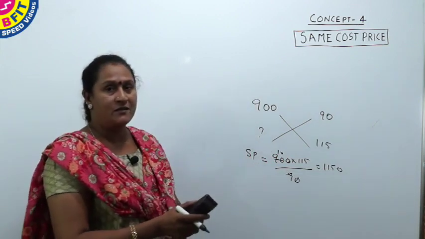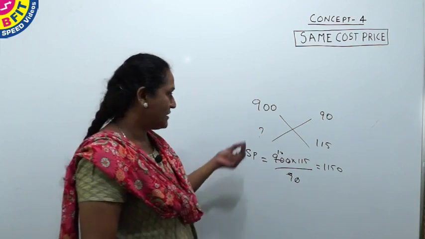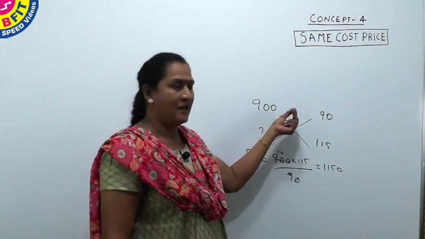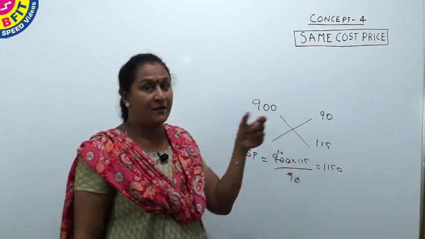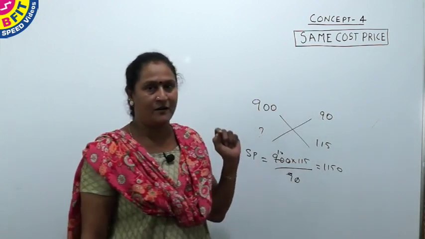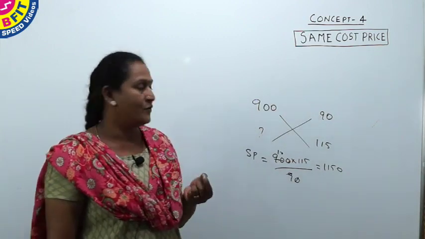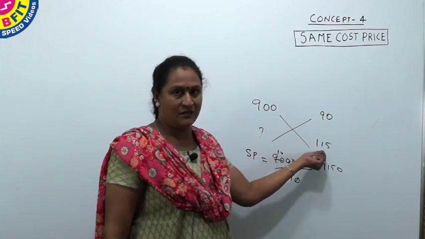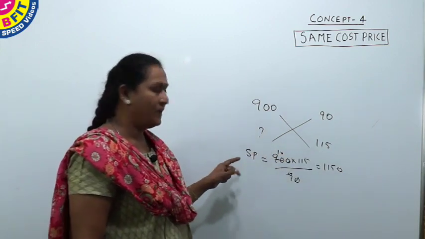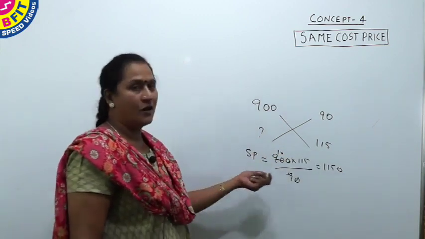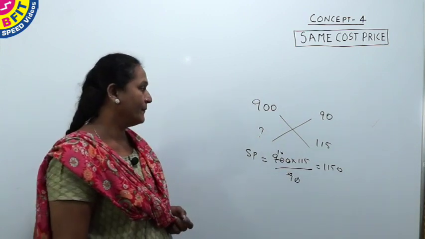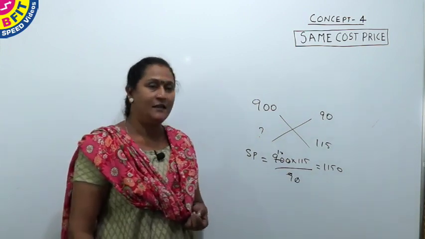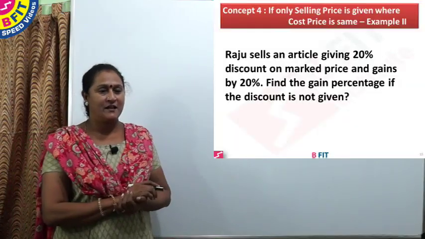So by using the same cost price concept, we just wrote the selling price, and as it is loss, we subtracted the 10% loss, that is, 10 from 100, and for 15% profit we added the profit percent with 100. So by cross multiplying and equating the product, we got the selling price. So now we'll see the next example.